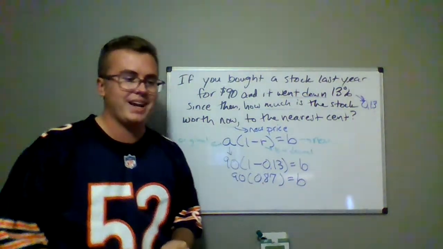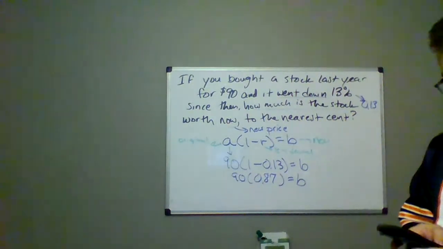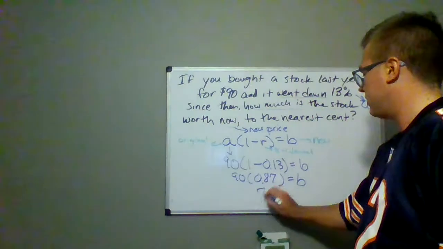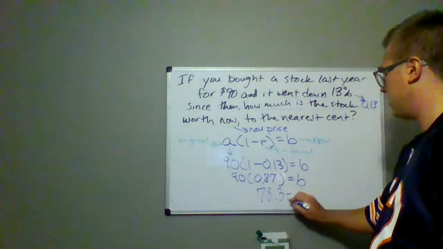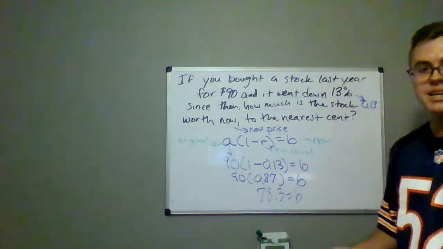90 times 0.87, we're going to use a calculator for that, and it's going to give us 78.3 equals B. And remember, we're rounding this to the nearest cent if necessary.